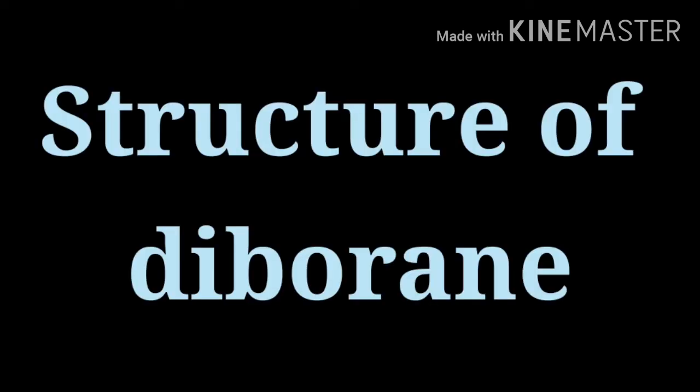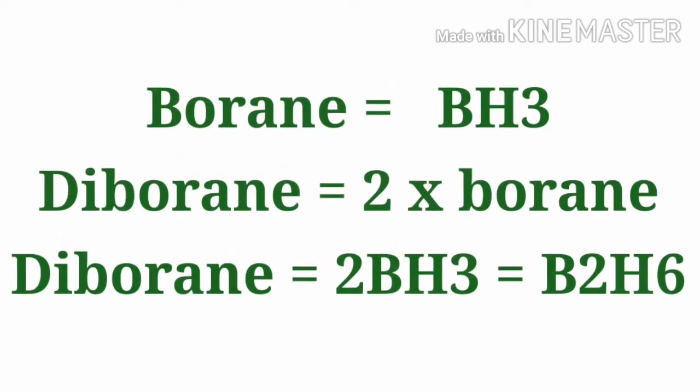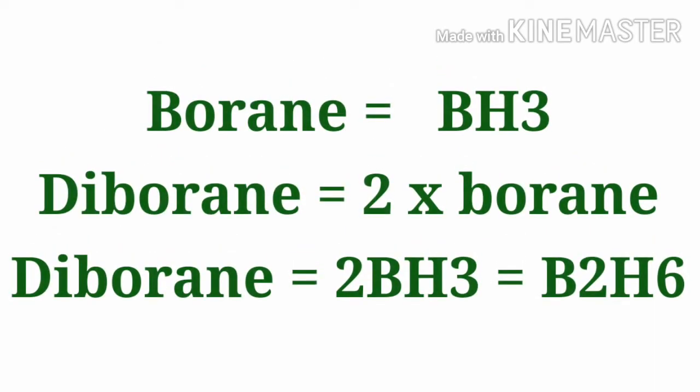Structure of diborane. This is very, very important. The formula of borane is BH3. Diborane means two times borane. Hence, the formula of diborane is B2H6.